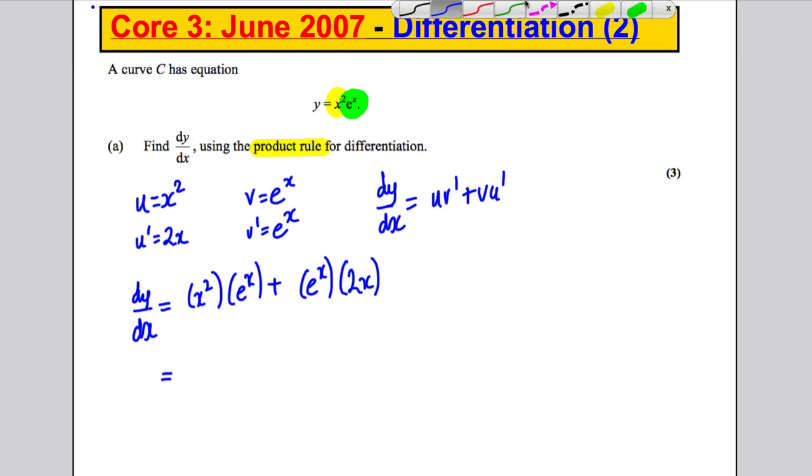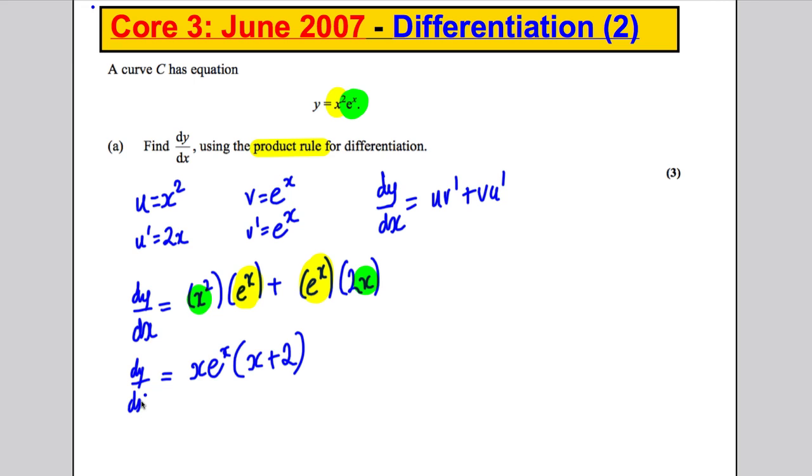Okay, probably best if we tidied this up. There's an e to the x here and an e to the x here, and there's an x squared here, but in particular 1x here and 1x here. So what I can do is I can factorise out an x, factorise an e to the x. I'm left with an x from this term, and I'm left with a 2 from this term. And there I have my dy by dx, and I'm done. Part B.